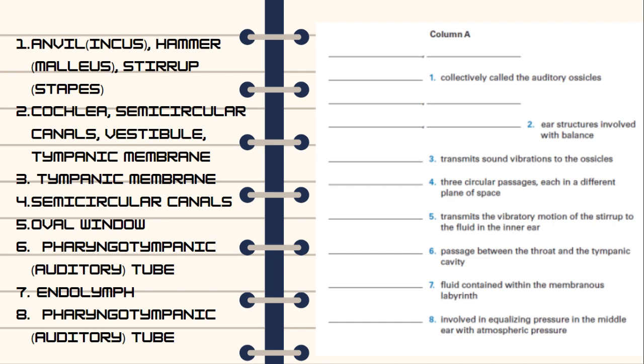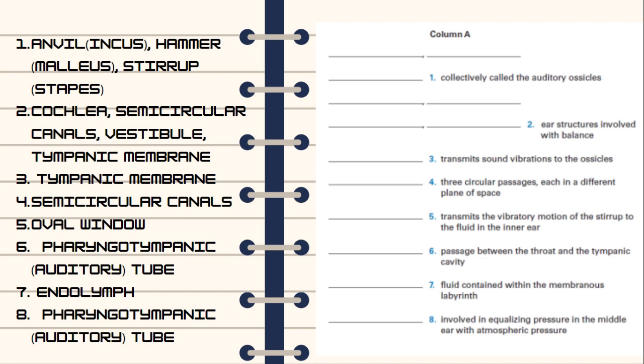canals. Number 5. Transmit the vibratory motion of the stirrup to the fluid in the inner ear. Oval window. Number 6. Passage between the throat and the tympanic cavity. Our answer is pharyngotympanic auditory tube. Number 7.